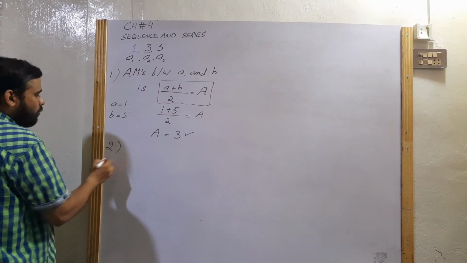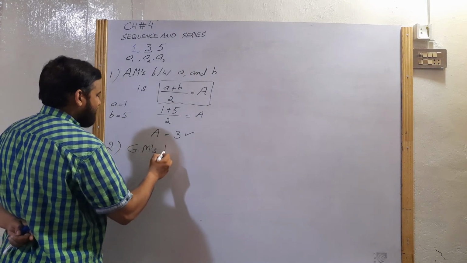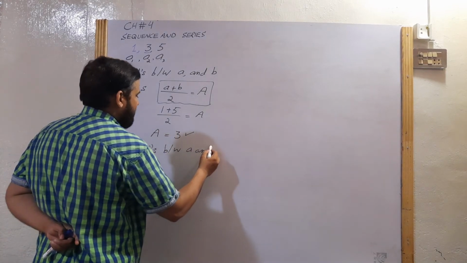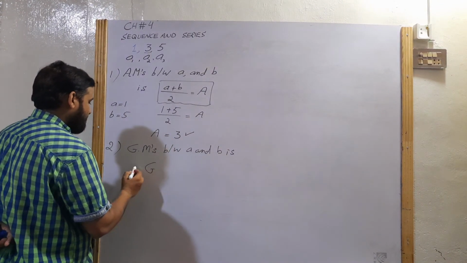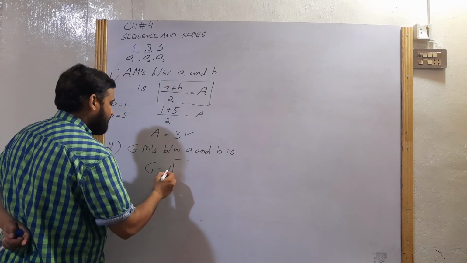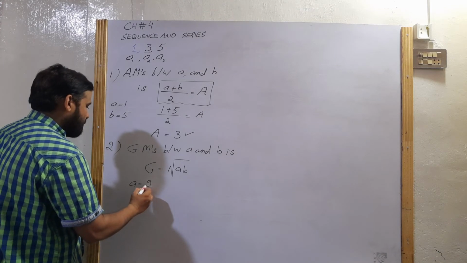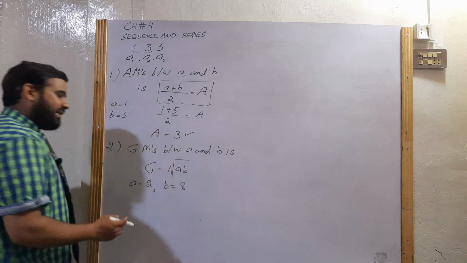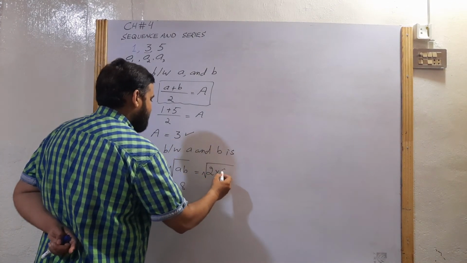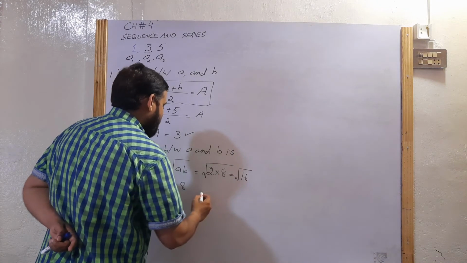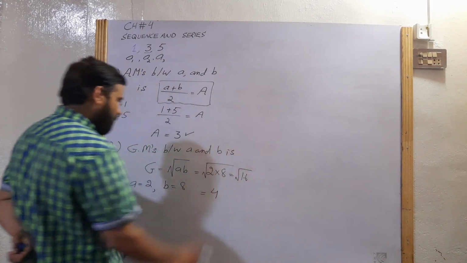Second is how to find the geometric mean between two numbers. The geometric mean between two numbers A and B is G equal to the square root of AB. If two numbers are given, for example A is 2 and B is 8, find the geometric mean between these two numbers. Simply replace A by 2 and B by 8, this is equal to the square root of 16, and in this case the geometric mean is clearly 4.